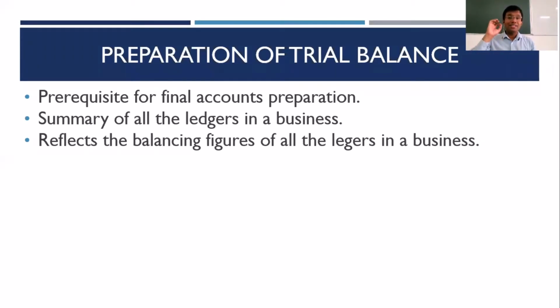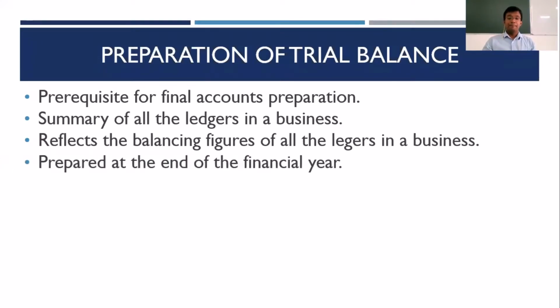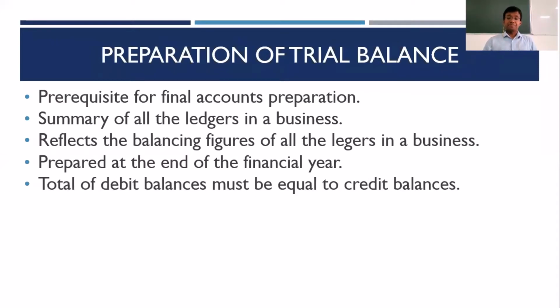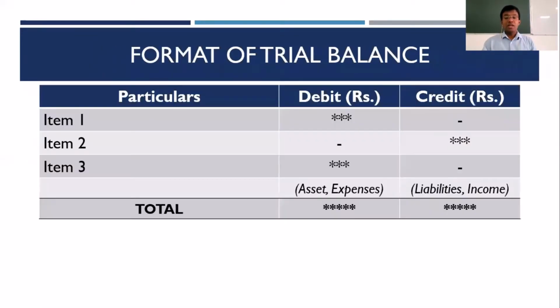So it reflects the balancing figures of all the ledgers in a business. It usually gets prepared at the end of the financial year of the business. Now, one important aspect that you have to remember is trial balance has two important parts. One part is your debit balance, the other part is your credit balance. So debit must be equal to credit. I'll repeat that. Debit must be equal to credit. Whenever you prepare your trial balance, the debit effects must be equal to credit effects.